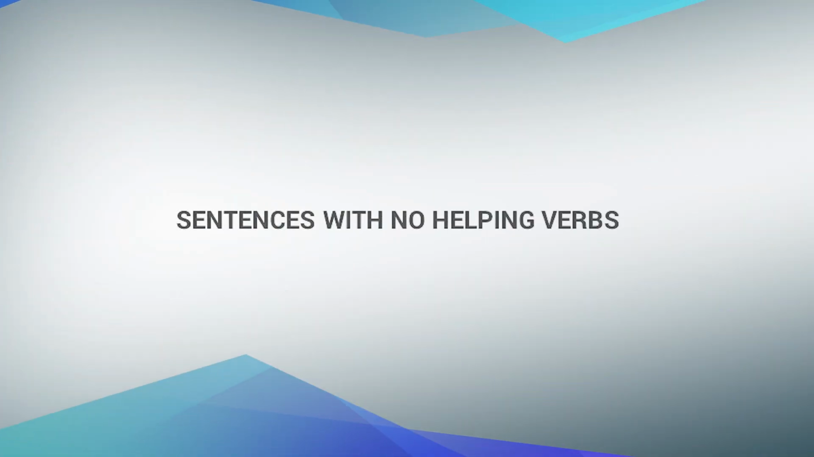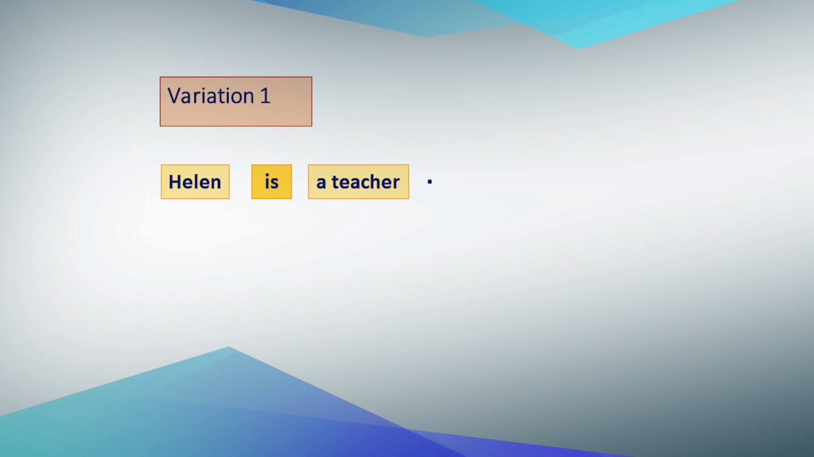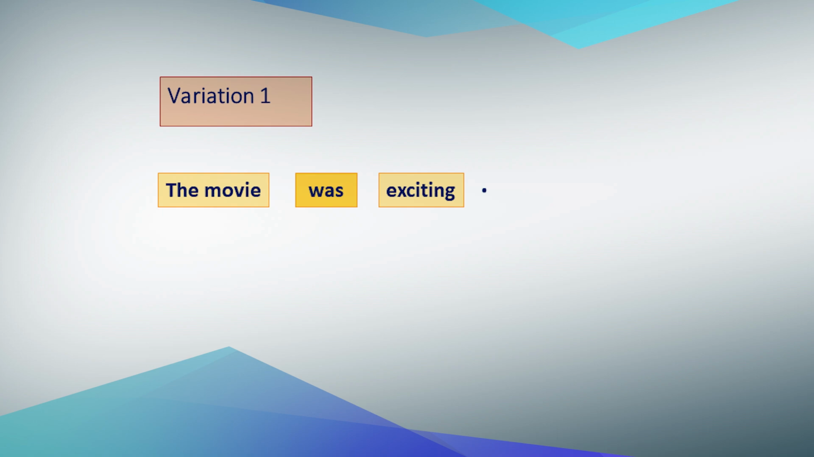Now, you may ask, what if there was no helping verb in the original sentence? There are two variations of this. First, if the main verb was to be, then we move that to the front of the sentence. It's the only word that can act like a helping verb and the main verb at the same time. For example, Helen is a teacher. Is Helen a teacher? The movie was exciting. Is the movie exciting?